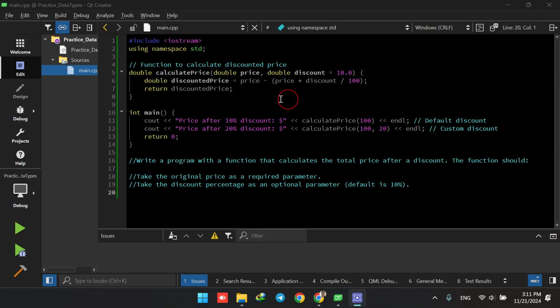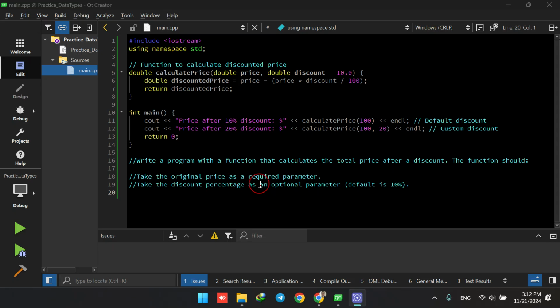Hello everyone, welcome back. Now we are going to do one coding exercise with respect to functions with default parameters, or default values. We would like to write a program with a function that calculates the total price after a discount. The function should take the original price as a required parameter and the discount percentage as an optional parameter. The default is 10%.